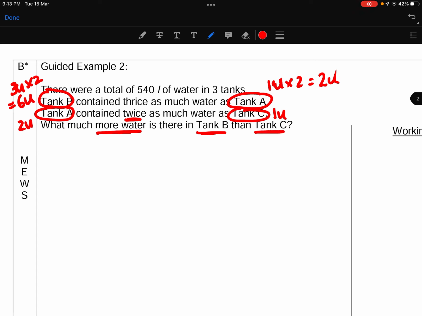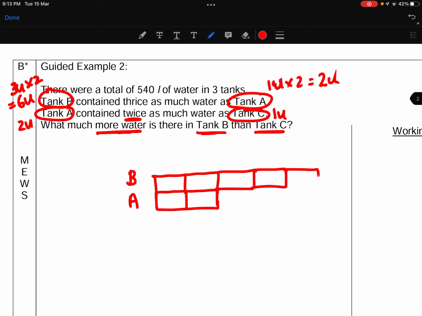Now again, we are asking how much more water, comparing between tank B and tank C. So we will have to draw the models for tank A, B, and C, but I'm going to put tank A in the middle because you must remember that earlier on tank A is repeated twice, so it'll be easier to draw tank A over here, 2 units. I'm going to draw tank B, 6 units. 2, 3, 4, 5, 6. And I would have tank C, which is 1 unit. So my total started with 540 liters.